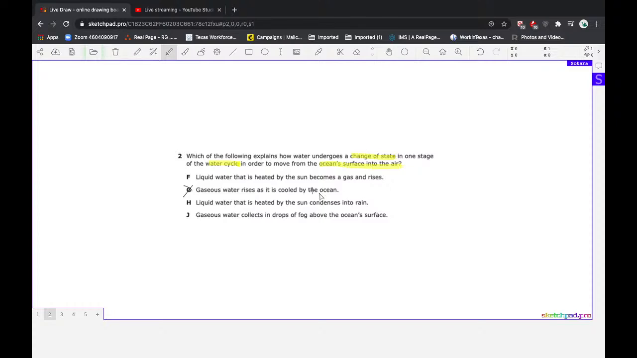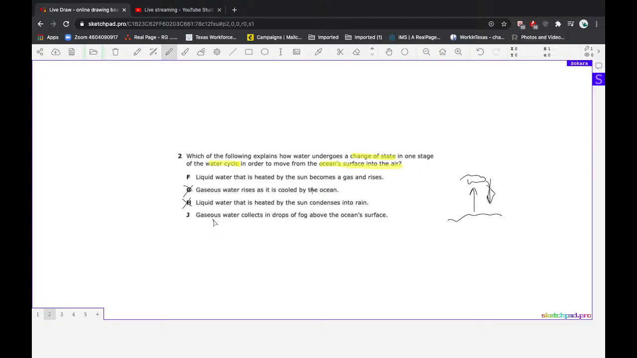H. Liquid water is heated by the sun and condenses into rain. When liquid is heated, it doesn't condense into rain. That is completely something else. If we start from the ocean and it gets heated up, it goes up into the clouds. Once the clouds start condensing, then the liquid would fall down. But that's called condensation. That's a different process. So this answer choice is incorrect because when liquid is heated, that's called evaporation.